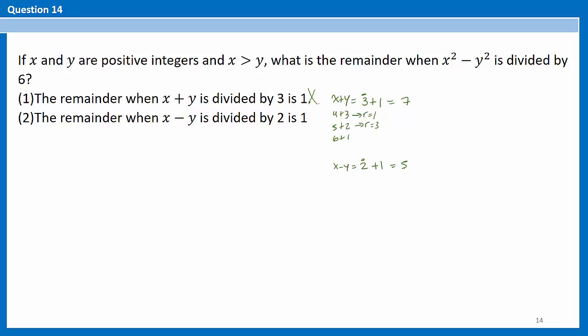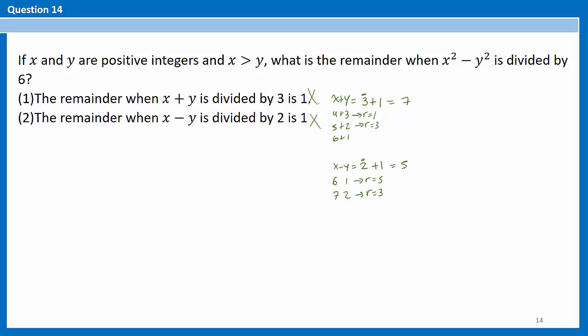And x and y could be 6 and 1. If it's 6 and 1, 6 minus 1 is 5. 36 minus 1 is 35. Divided by 6, the remainder is 5. If I use 7 and 2, then you would have 49 minus 4. That would be 45. Divided by 6, the remainder is 3. So again, 2 answers, not sufficient.